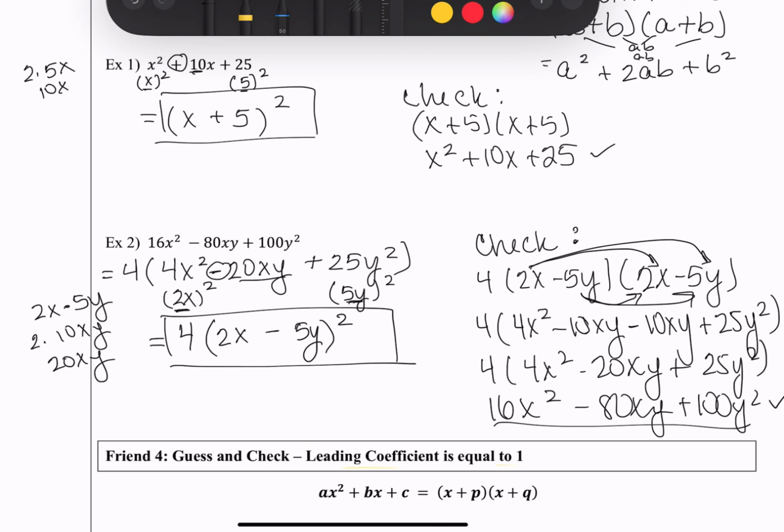I think today we're just going to leave it with those 3 friends. In class, we'll practice and master working with those 3 friends, and then in your next video, I'll cover the last 2 factoring friends.